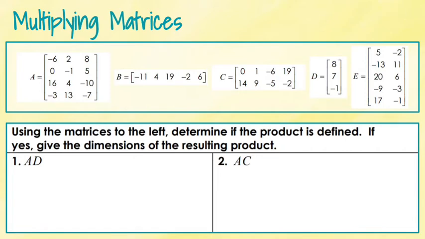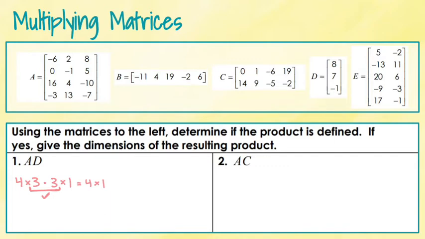For these first few problems, it just wants to know whether or not we can multiply the matrices and the dimensions of the resulting matrix. So if we had A times D, A is a 4 by 3 matrix, and we would be multiplying it by D, which is a 3 by 1 matrix. These two numbers are the same, so we can multiply these together, and it's going to give us a 4 by 1 matrix. So the inside values have to be the same, and the outside values give us the new dimensions.